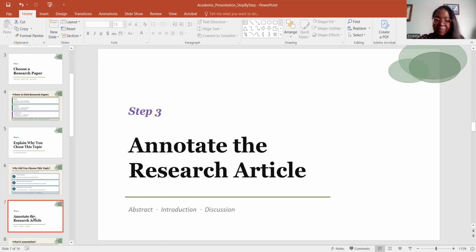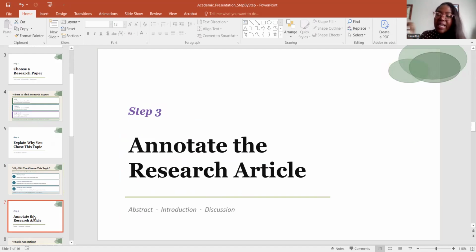Then step 3, you have to annotate the research article. You need to look at the abstract, the introduction, and the discussion. You're asking me, what does annotating mean? We did annotation in the first 2 weeks of your class. It is looking at a paper, and what you do is you find what is the wording, what is the main idea, what are the words, what is it trying to tell me? How do I know what type of method was used?